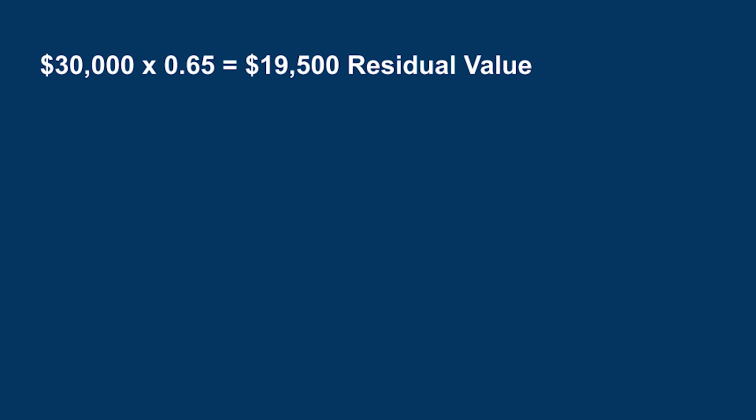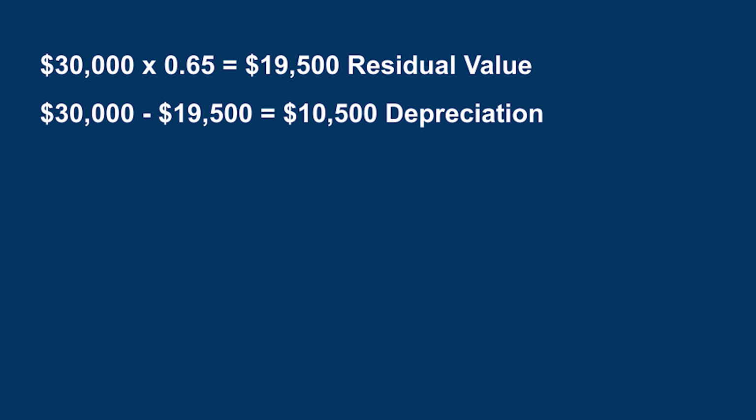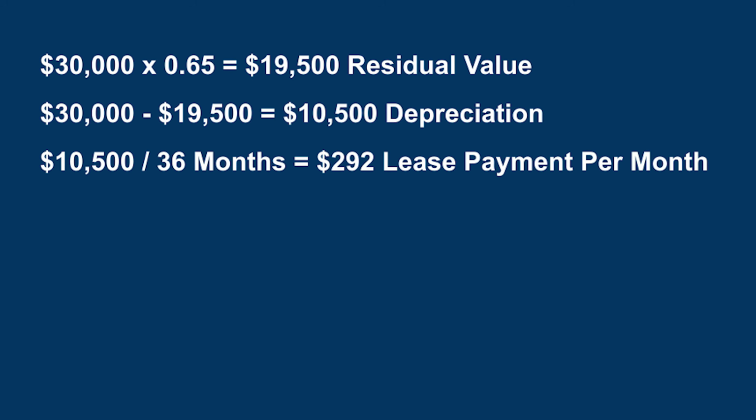So here's an example of how different residual values affect your lease payment. Let's say you have a car worth $30,000 and the residual value is 65%. You just take that $30,000, multiply it times 0.65, and that's $19,500. So that's going to be the residual value. Then you take that $30,000 and subtract the residual value, and that leaves you with $10,500. That is the depreciation. So you take that depreciation amount, $10,500, divided by 36 months because that's the term of the lease, and you get a $292 monthly lease payment. So that's how your payment is calculated. You can see all you're doing is paying off that $10,500 over that 36 months.